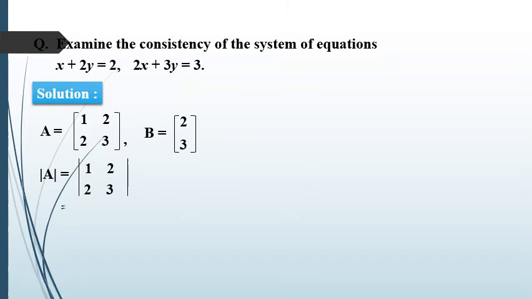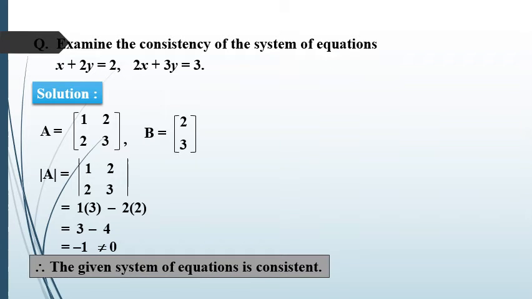So calculate the determinant of matrix A. We get 3 minus 4, which is equal to minus 1, which is not equal to 0. So since determinant of A is not equal to 0, the matrix is non-singular and the given system of equations is a consistent system because it will have a unique solution.